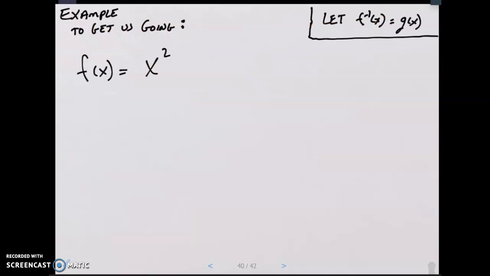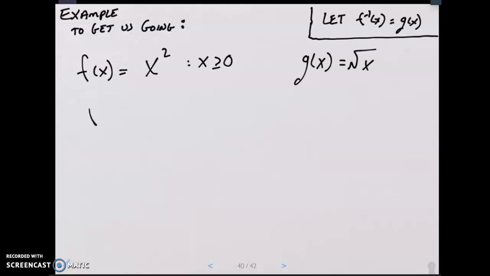So let's get an example going here. Let's say f of x equals x squared, and let's make x bigger than 0 just to start with. Let f inverse of x equal g of x, so g of x and f of x are inverses of each other. I'm just going to say g of x equals the square root of x, because x squared and square root of x are inverses of each other. If I plug one into the other, I just get an x, which is the definition of an inverse.